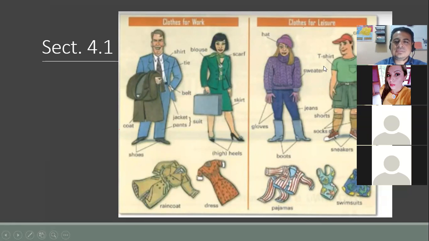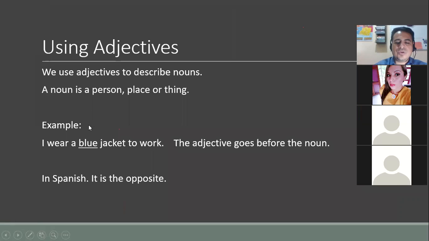T-shirt. Shorts. Shoes. No, socks. Sneakers. You can also say tennis shoes. Tennis shoes is okay. Or botas, you can say boots. Swimsuits. Swimsuits when you go to the beach. Suit. Okay. Very good. Now, I have some questions for you, okay?